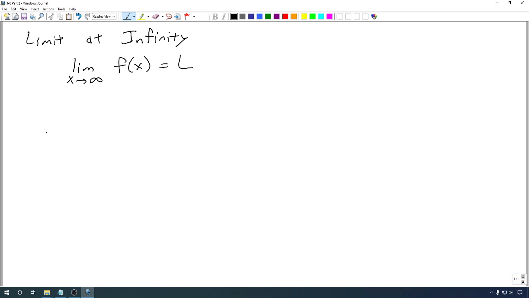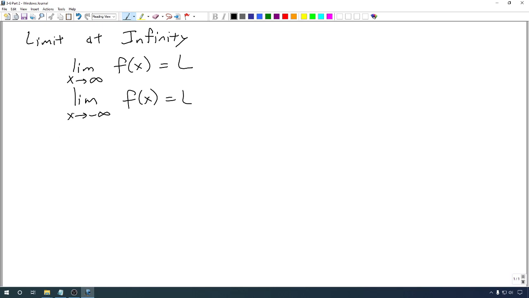Similarly, we can talk about limits at negative infinity. So we could actually say this is the limit at positive infinity if we need to be specific. But we can talk about the limit as x goes to negative infinity of the function equaling L. This means as we put in larger negative values, so big numbers that are negative, into our function, we get closer and closer to this limit of L.